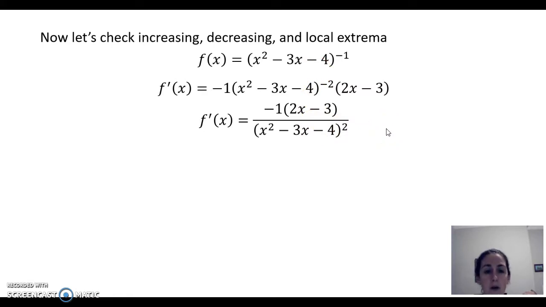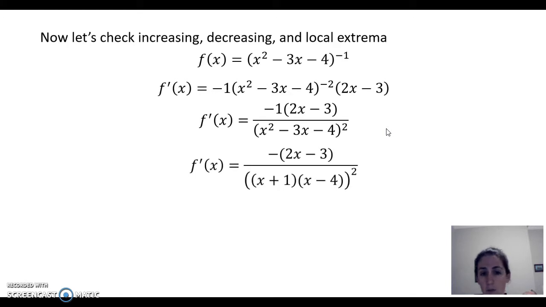So now, the negative 1 goes away, and I'll put this back in factored form. That might help us in a little bit. So now I want to know where this is positive and where this is negative. Well, in order to know where it could possibly change, would be at critical values.